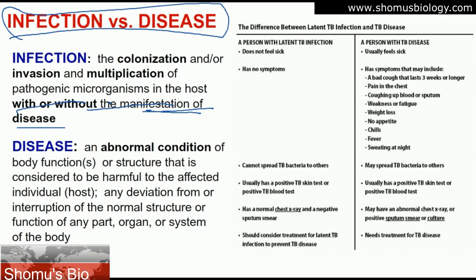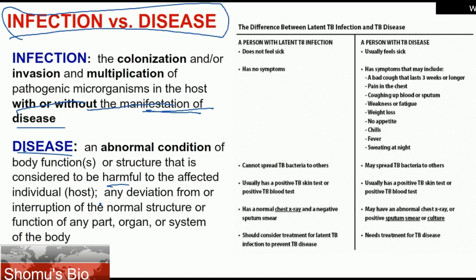That means the organism is present in our body, it's colonizing there, it's breaking our tissues, it's multiplying there, but it's not showing any form of symptoms. There is no clinical manifestation. The second situation, disease, is an abnormal condition of the body's function or structure that is considered to be harmful to the affected individual. And that definitely provides clinical manifestation.